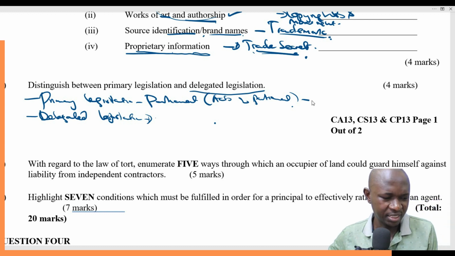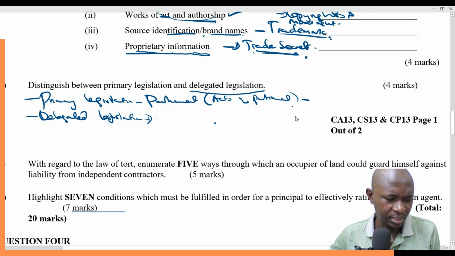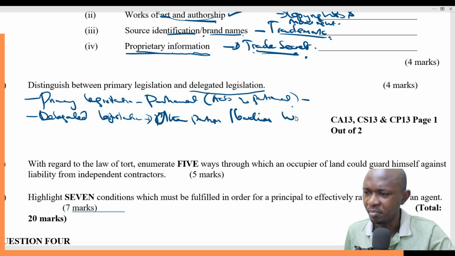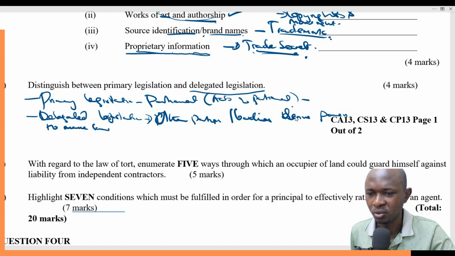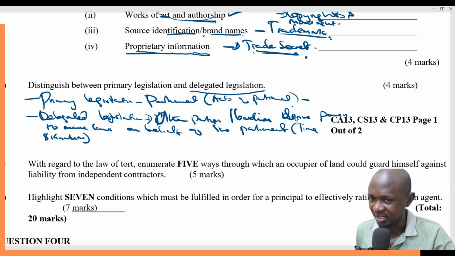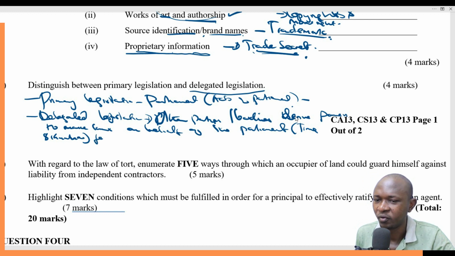So what can you say about delegated legislation? This is where other parties or bodies derive powers to make laws on behalf of the parliament, and in most cases, because of constraints of time and know-how, but they have to come back for later ratification by the parliament.